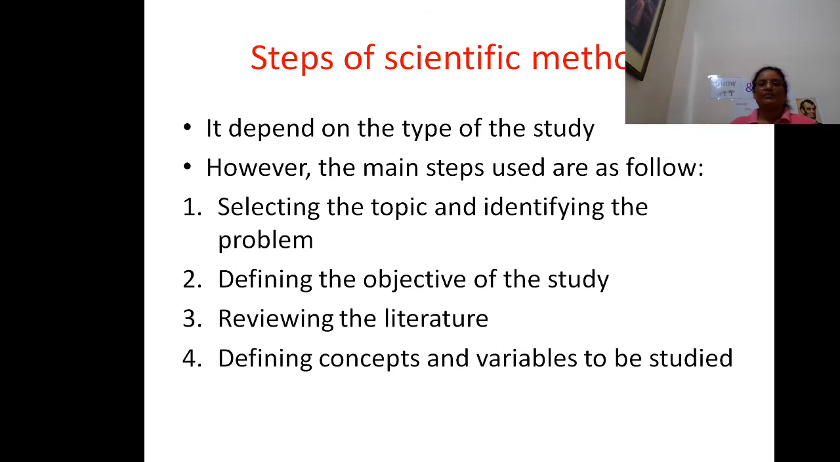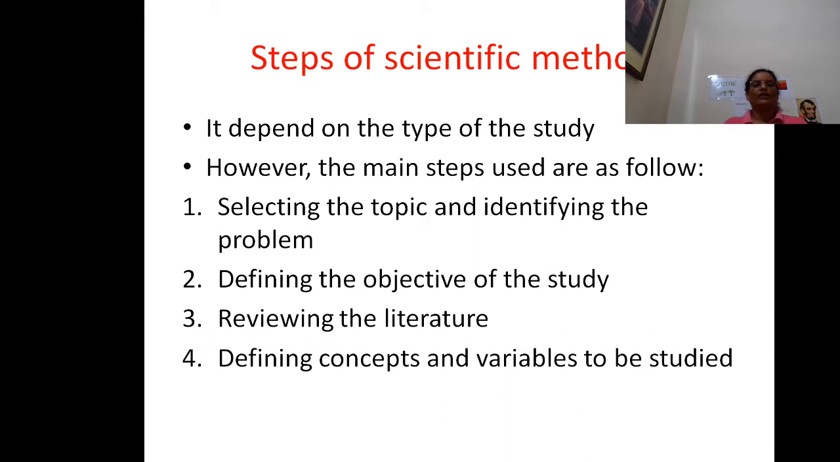However, the main steps used are as follows. The first one is selecting the topic and identifying the problem. First of all, we have a question regarding a wide topic. Then we can limit that question to one problem by taking some particular things or factors which we are going to tackle. Then defining the objective of the study. If we have an objective, then it is easy for us to follow the pattern.